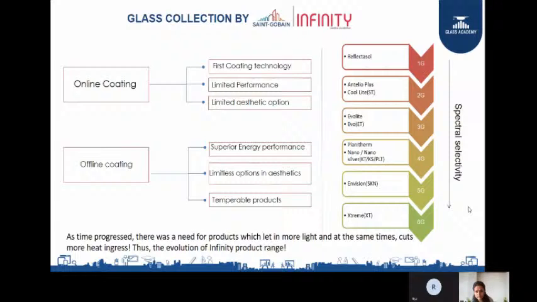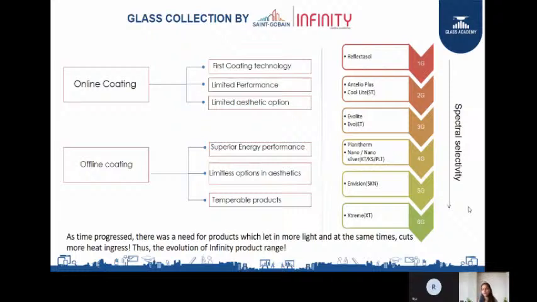Okay. So here on the right side, you can see 1G, 2G, 3G, 4G, 5G, where G is generation. There are different generations of product. The first generation, 1G, was Reflectosol. This product was called the Reflectosol product, and it was an online coated product.